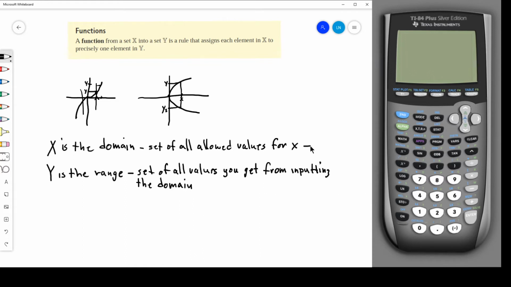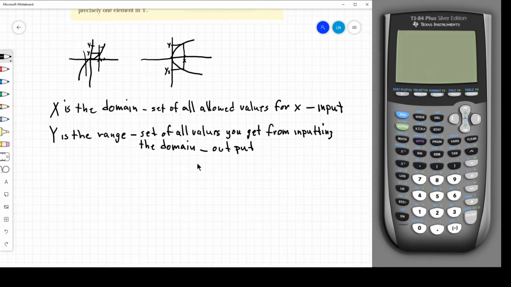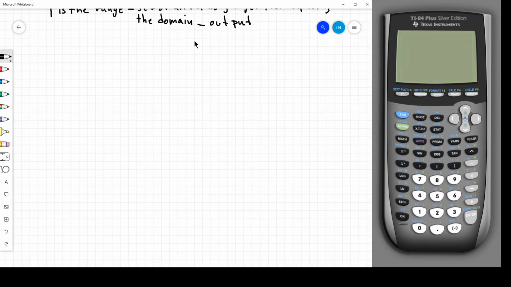So in very simple terms, the domain is the input. The range is the output. If you want to think of it in programming terms. So when you're looking at a function, one of the things you're going to need to be able to do is to recognize the domain of the function. Maybe not necessarily the range right away, but certainly you're going to need to know what the domain of a function is.